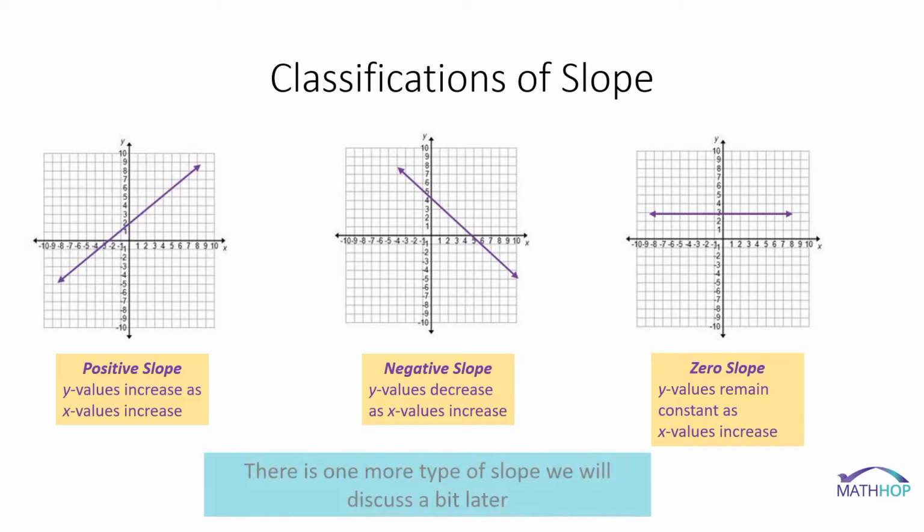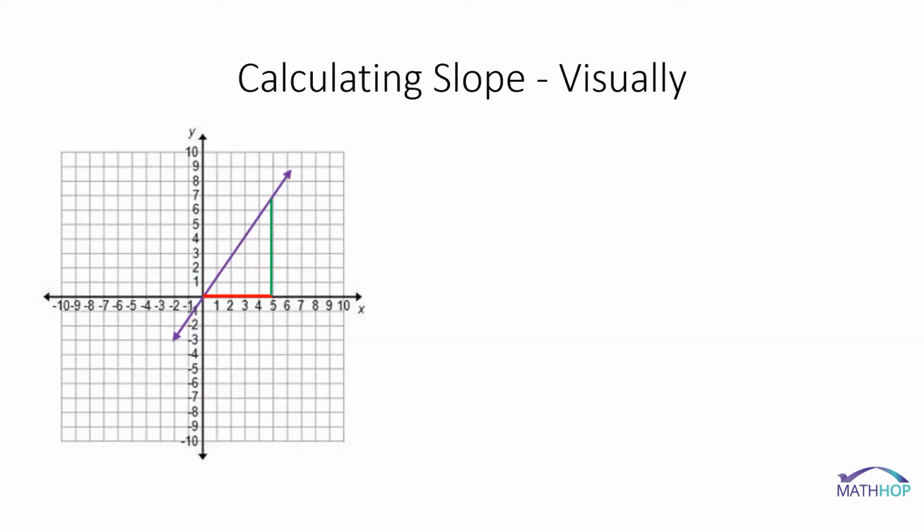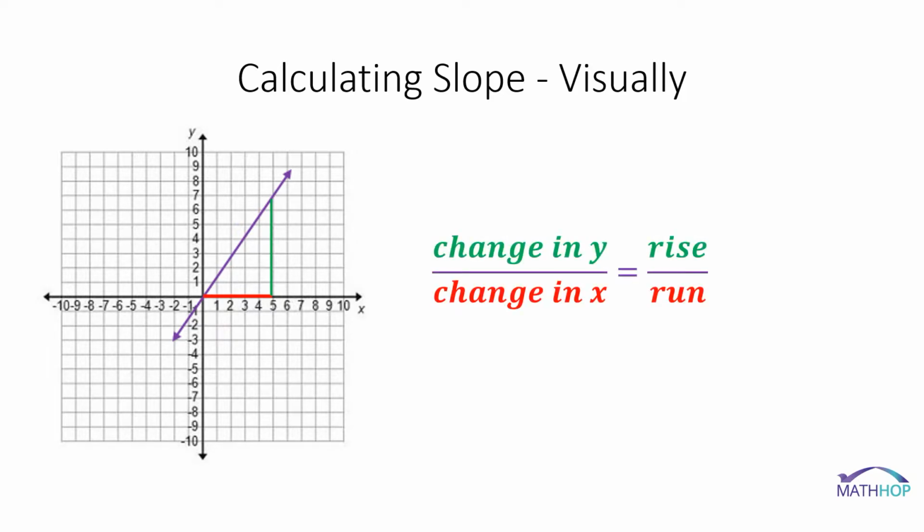And again, there's one more type of slope, and we will discuss that one a little bit later. Okay, let's really dig into calculating slope visually. We talked about it being change in y over change in x. We've also talked about it being rise over run. So now let's really look at that.